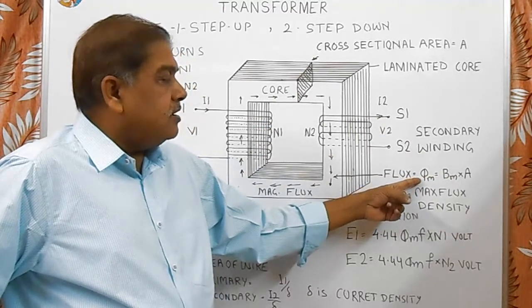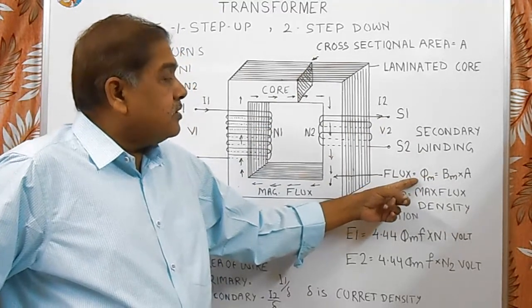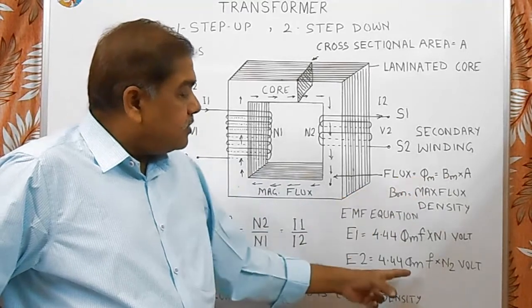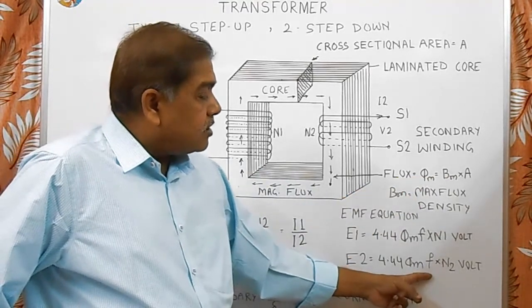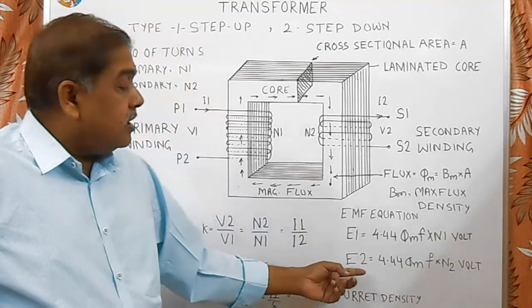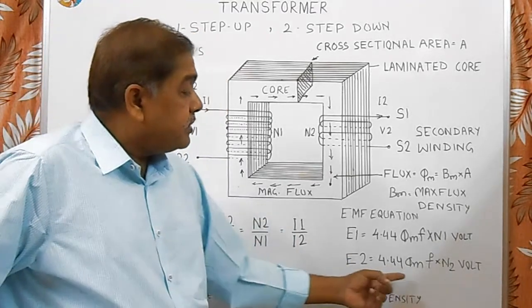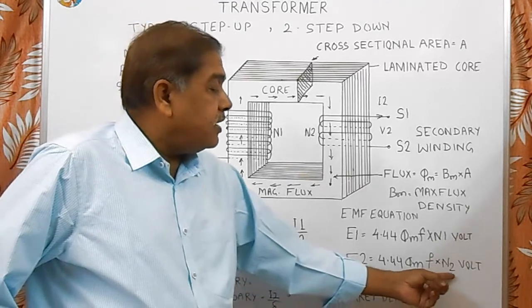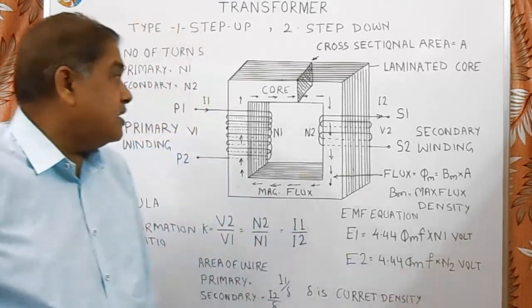Maximum flux value. So phi max, and with the help of this phi max and frequency of transformer and number of turns, you can find out the voltage of the transformer. And with the help of voltage and phi max and F, we can find out the number of turns in the primary and secondary winding.